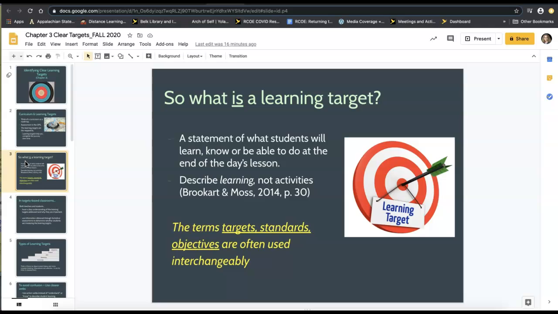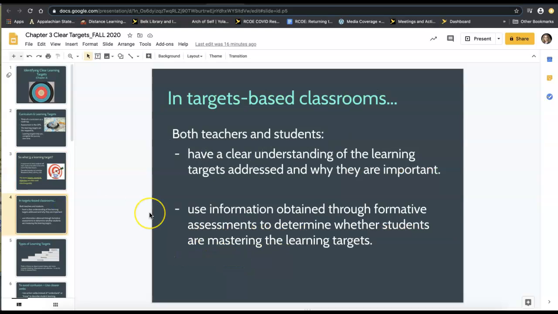Sometimes you might see the words standards, objectives, and targets used interchangeably. But standards are those broader things that usually need to be broken down, and then our targets are the specific things that we want our students to learn at a lesson level.